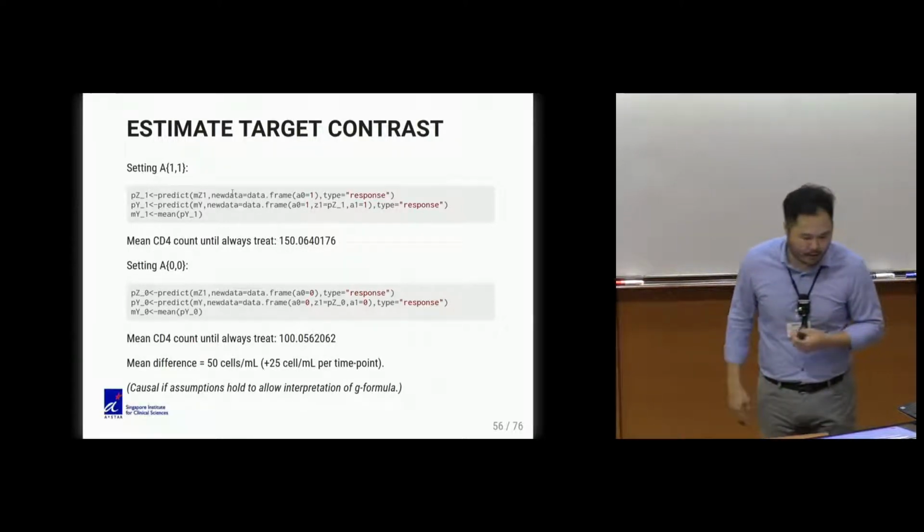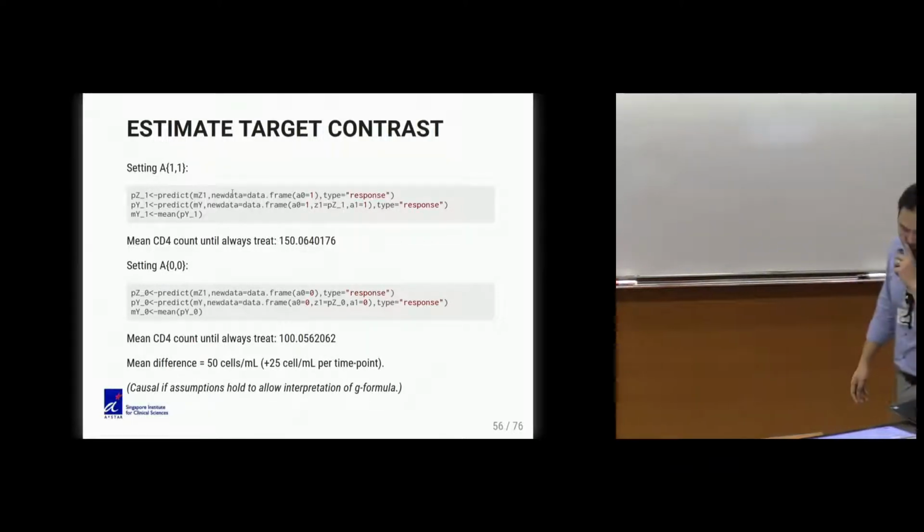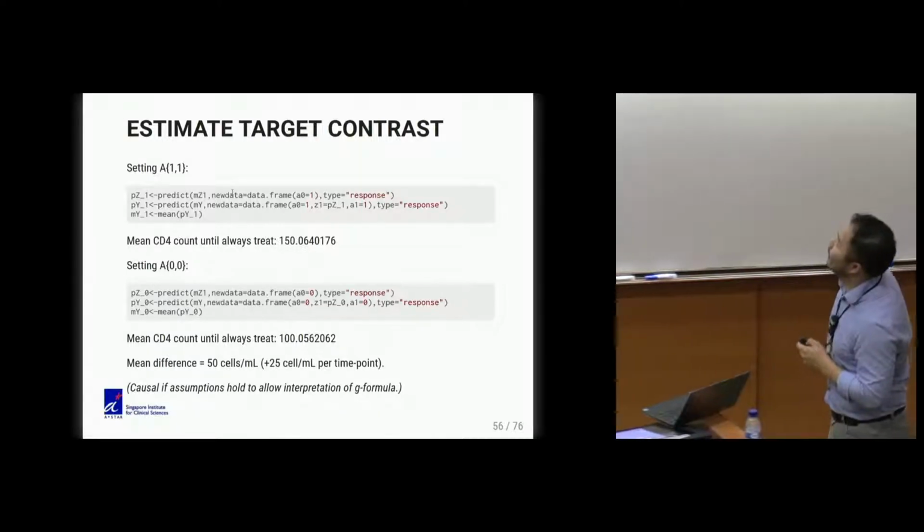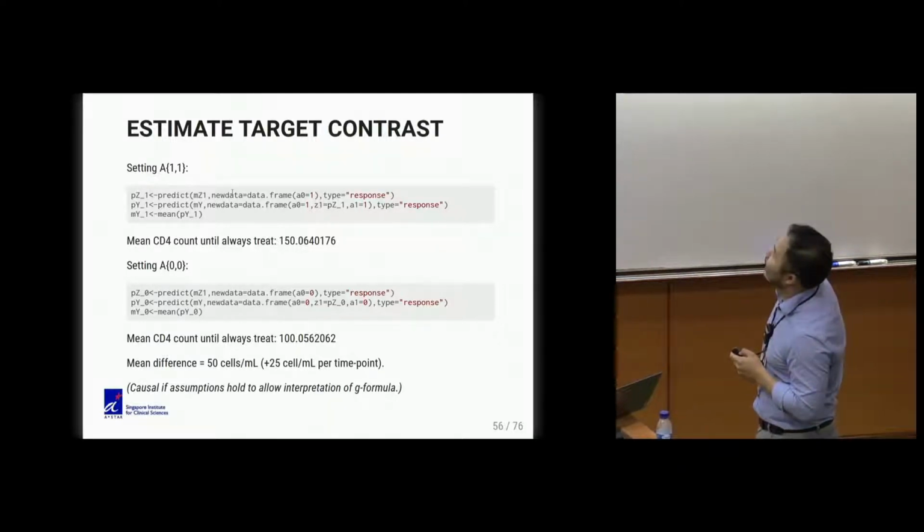All right, so then we go ahead and estimate the contrast that we want to. So we set A0 equal to 1. We predict Z1, setting A0 to 1. And then we predict Y. Because remember, we don't need to predict A1 anymore. We're going to set it to 1. We predict Y, setting A0 to 1, Z1 to the predicted value, and then A1 to 1. And we find the mean. And we get the mean here, 150.